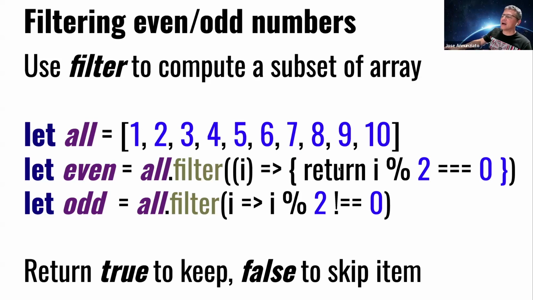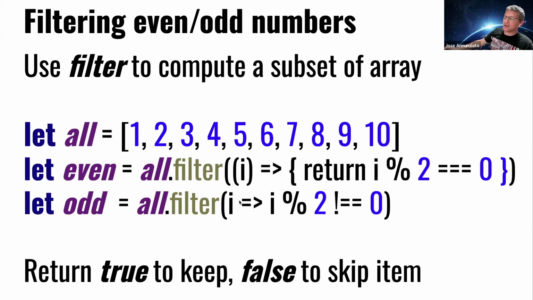So if I pass a 1, 1 divided by 2 does have a remainder. It's not 0, so it's false. Is it equal to 0? No, so it's false. So it skips over it. It's not an even number. Then it goes to 2. Yes, it is even, so it goes into the new array. 3 doesn't, 4 yes, 5 no, 6 yes, and so on and so forth. So in the end, even is a brand new array, which is the subset of this original array, and it only contains the values 2, 4, 6, 8, and 10, meaning all the even numbers.